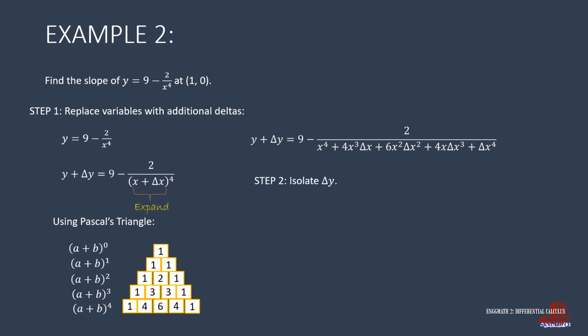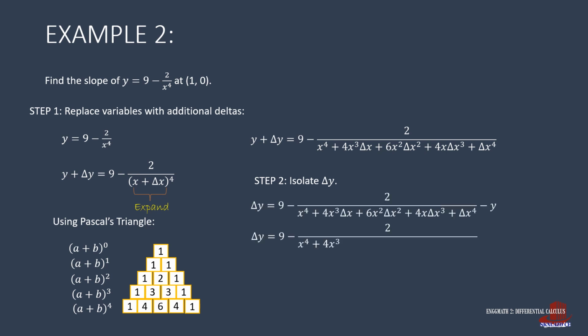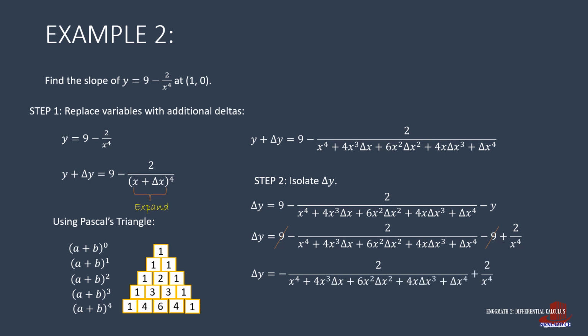Moving to step 2, we transpose y to keep delta y alone. Then we can cancel 9's after. Leaving our equation, delta y is equal to negative 2 all upon x to the 4th power plus 4x cubed delta x plus 6x squared times delta x squared plus 4x times cube of delta x plus delta x to the 4th power, plus 2 all over x to the 4th power.